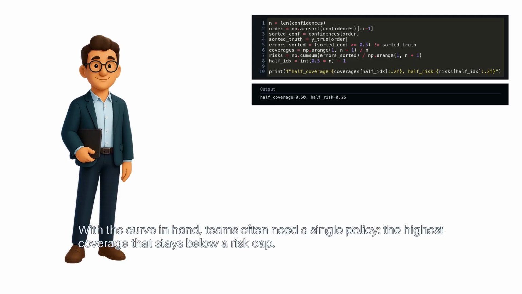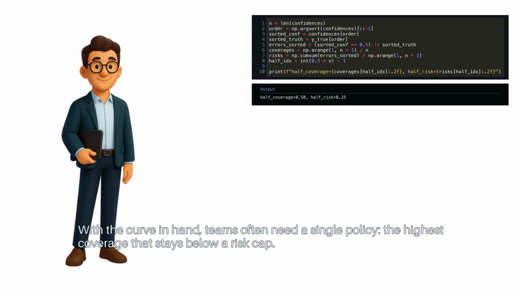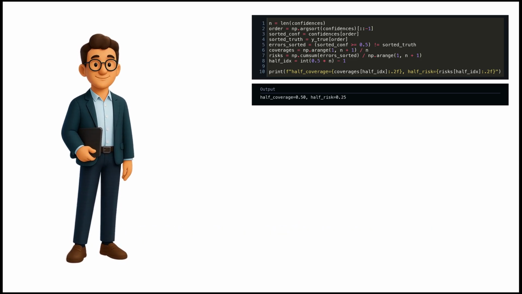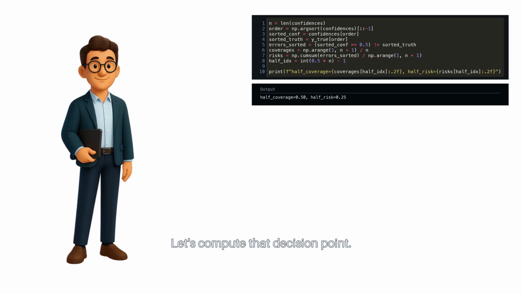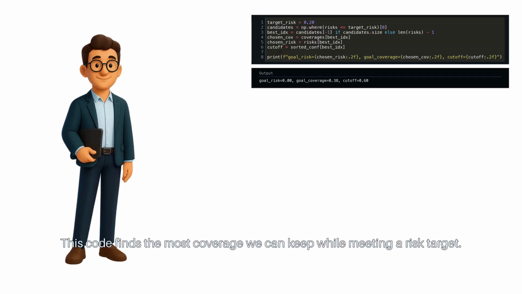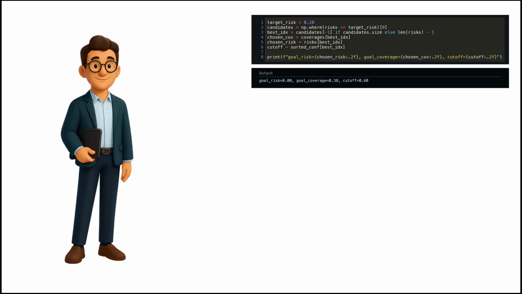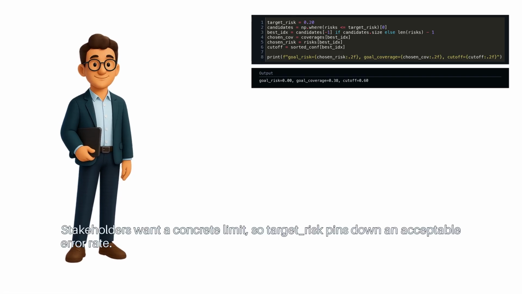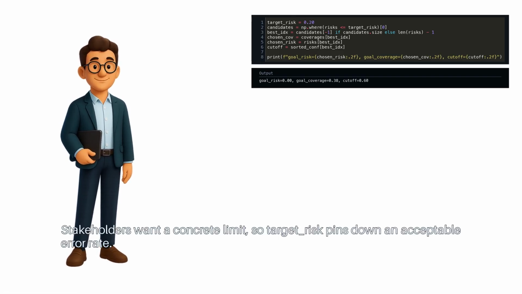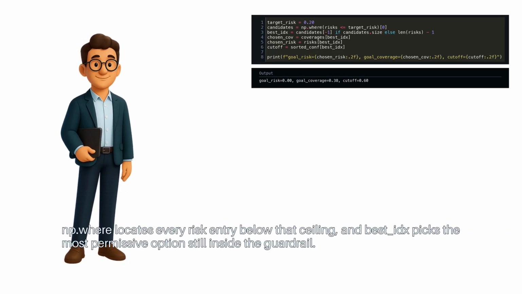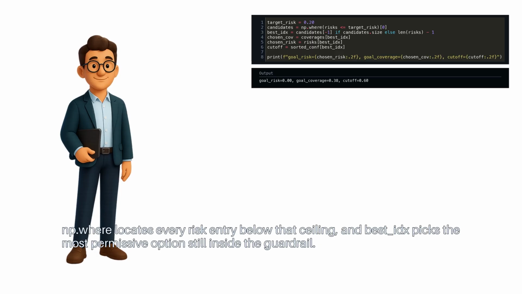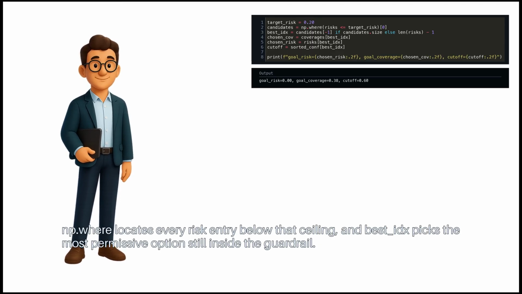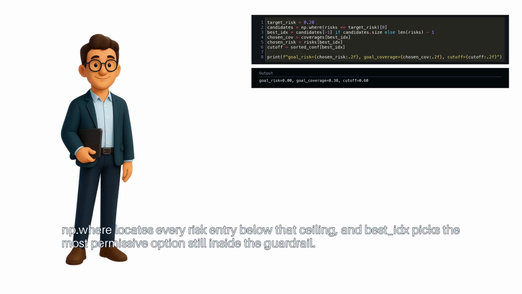With the curve in hand, teams often need a single policy, the highest coverage that stays below a risk cap. Let's compute that decision point. This code finds the most coverage we can keep while meeting a risk target. Stakeholders want a concrete limit, so target risk pins down an acceptable error rate. np.where locates every risk entry below that ceiling, and best idx picks the most permissive option still inside the guardrail.